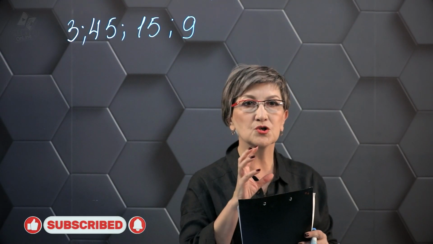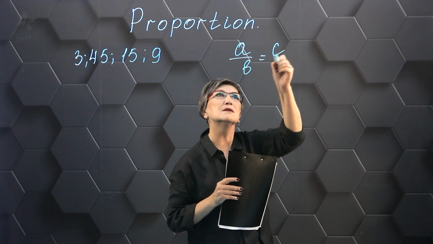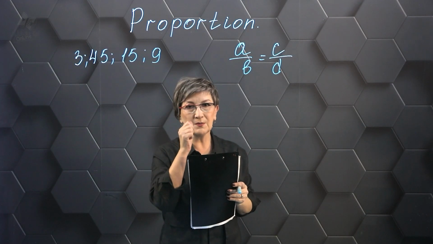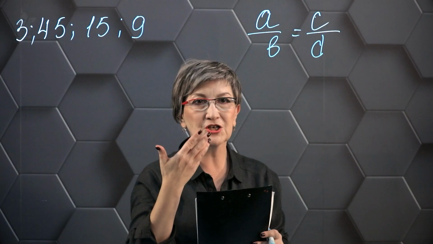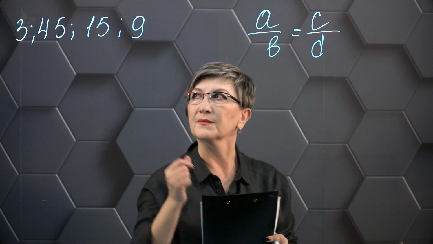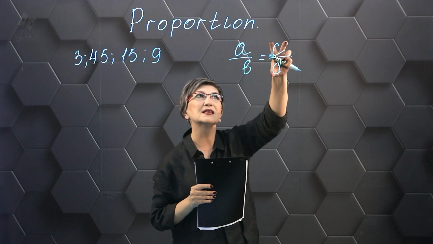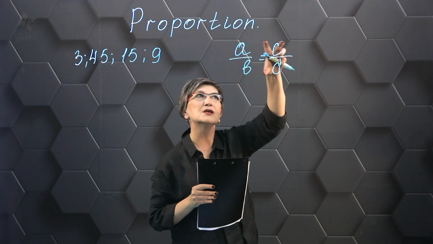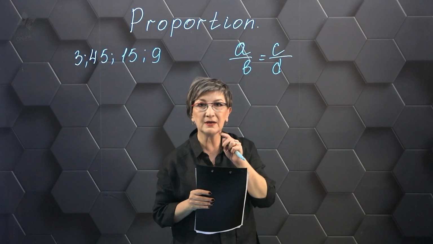First, let's remember what is called a proportion. Equal ratios are called proportions. So what we need to do is choose pairs of numbers so that their ratios are equal. In order to accomplish this task, we need to look at the ratio of two numbers in one case and the ratio of two numbers in another case, so that these ratios are equal.